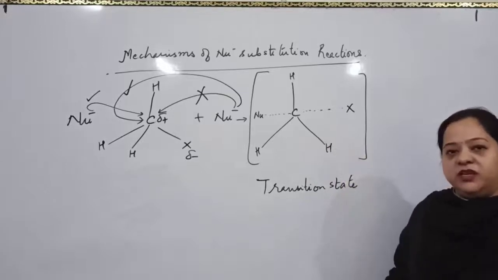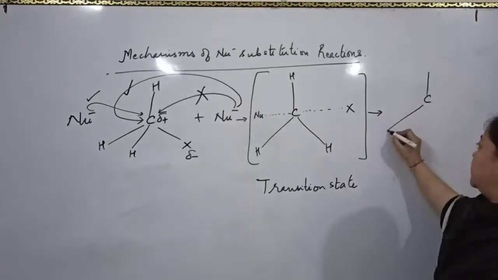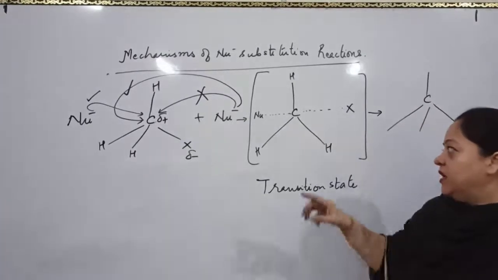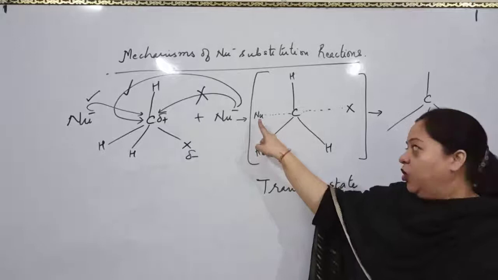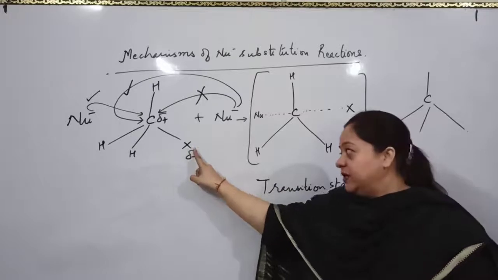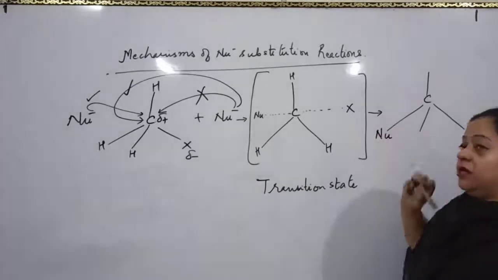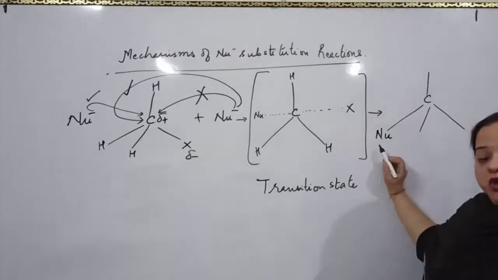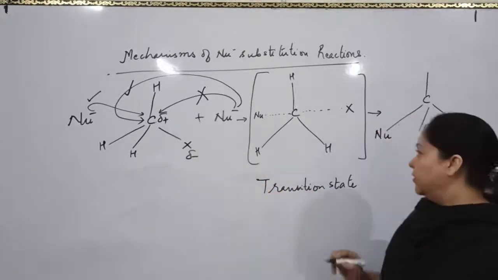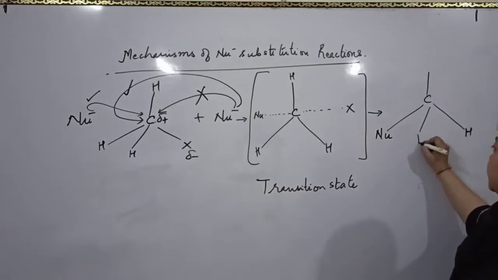Now when this bond formation and bond breaking is complete, then the substituted product is formed, and in that substituted product, this incoming nucleophile will occupy the position which is opposite to that of the leaving group. As here the leaving group is on the right side, the incoming nucleophile will occupy the position on the left side, that is it will occupy the mirror image position to the leaving group. This side the nucleophile, hydrogen on the left side, and we'll write here hydrogen on the right side.